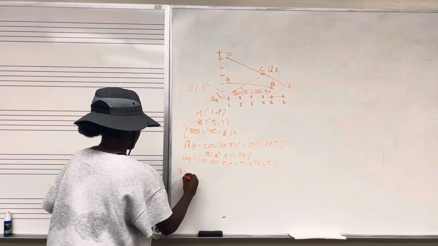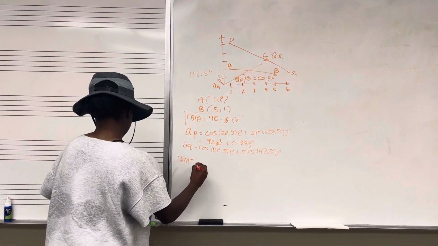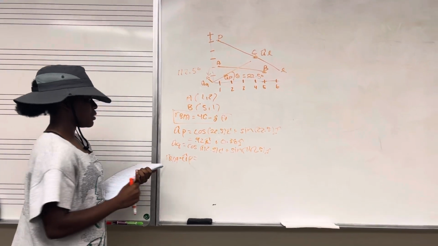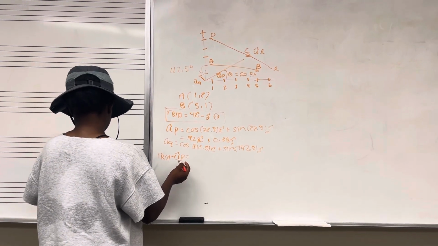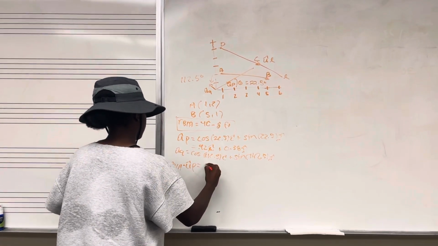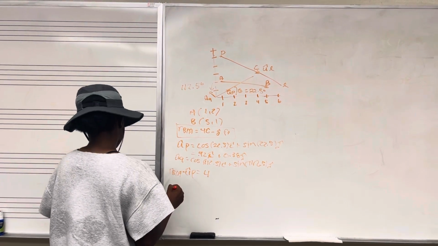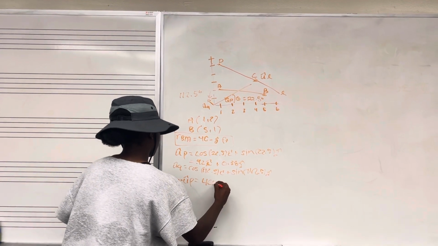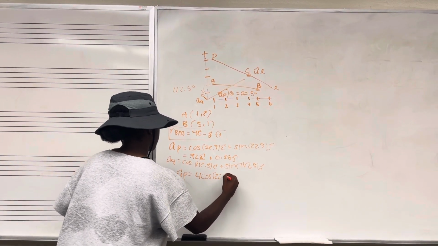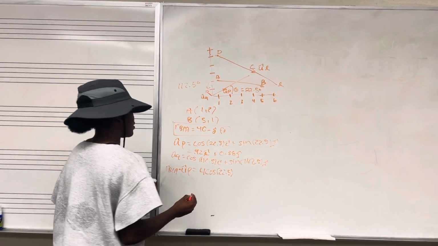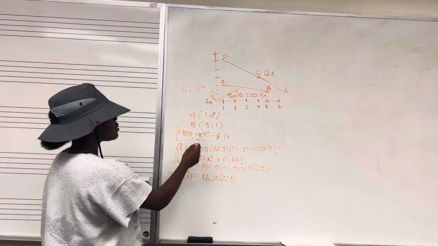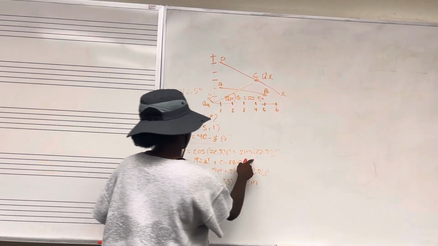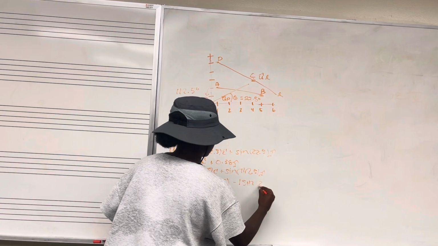So RBA dot UP is going to be multiplying the components of RBA: 4 times the x component of P, cosine, so 4 times cosine 22.5 degrees. Then you multiply the y components together, so you multiply -1 times the y component of P, which is sine 22.5 degrees.